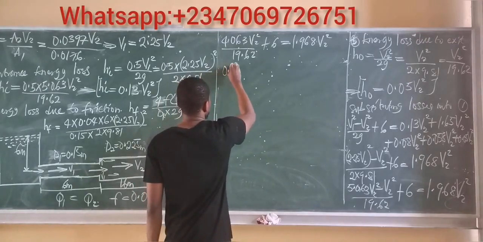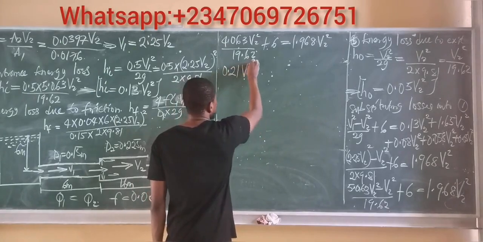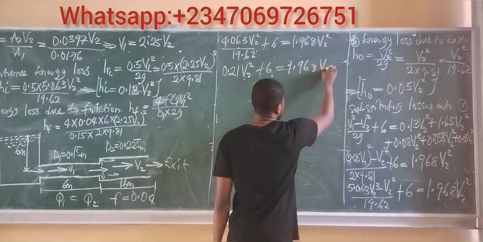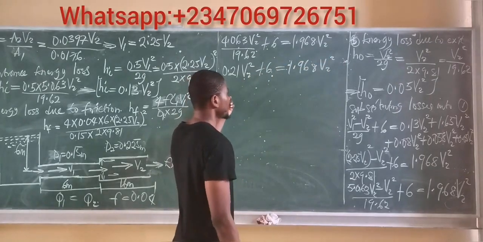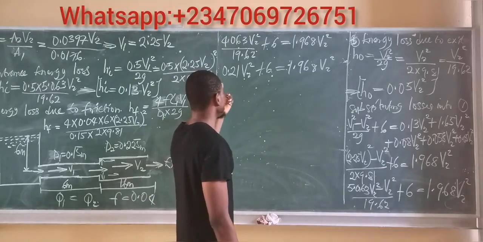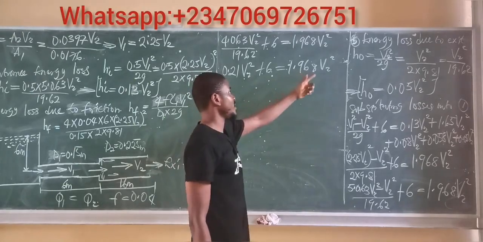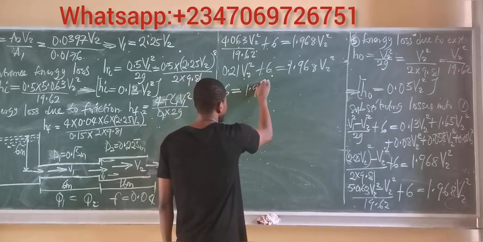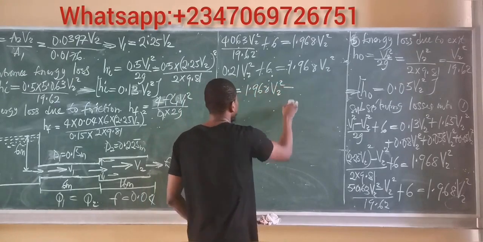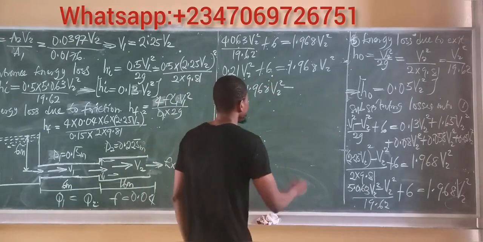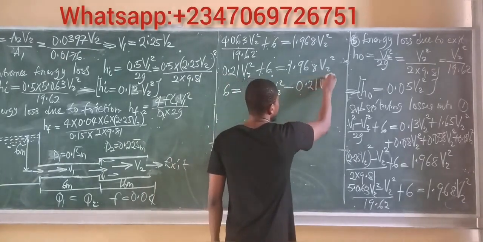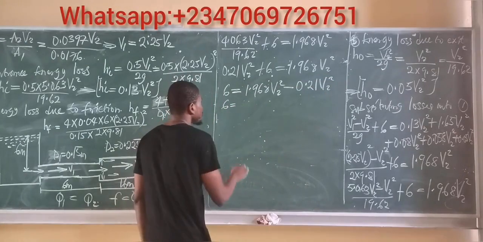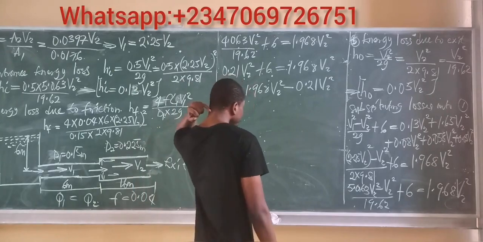So you have 0.21 V2 squared plus 6 equals 1.968 V2 squared. So let's make all the terms in V2 the subject. So simply send 0.21 V2 squared over here, leaving 6 here. Therefore, 6 is now equal to 1.968 V2 squared minus, of course, this becomes negative, 0.21 V2 squared. So we have here 6 is equal to 1.968 minus 0.21.